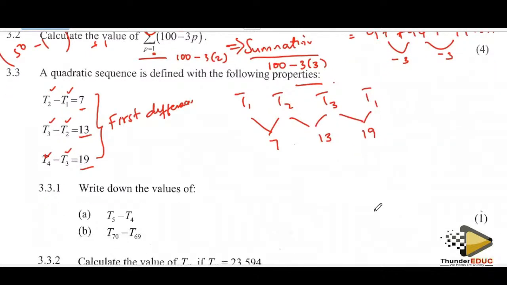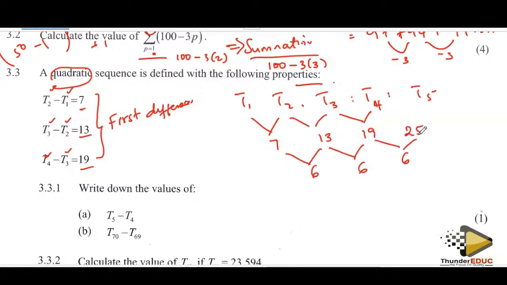Then the question is asking us to write down the value of T5 minus T4. What's wrong with me? This is T4. So we expect a T5 to be. Since it's quadratic, we know that the second difference must be the same. So what is 13 minus 7? That is a 6. So which means 19 plus 6, that's going to be 25. So we're going to say that is 25.